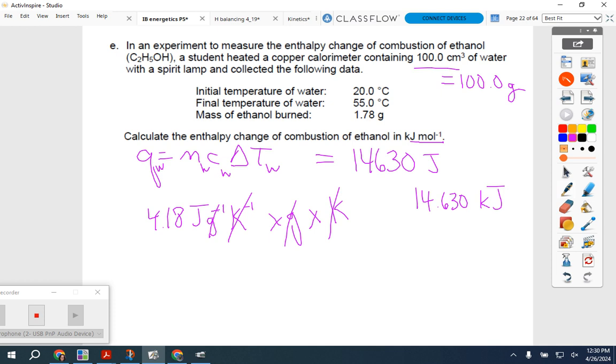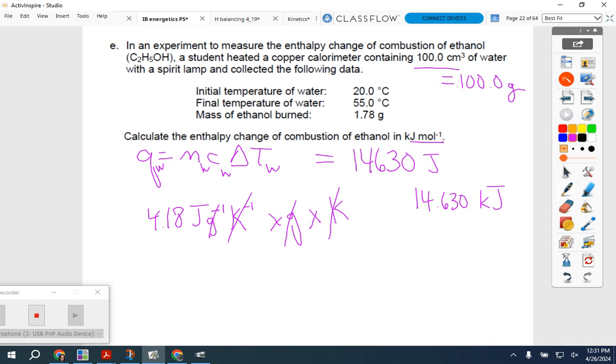It is not, okay? This is how much heat was absorbed by the water. We want to know the enthalpy, the delta H of combustion of the ethanol, okay? So, first of all, the energy that was gained by the water, we're going to set as equal to the energy lost by the ethanol in the combustion reaction, okay?